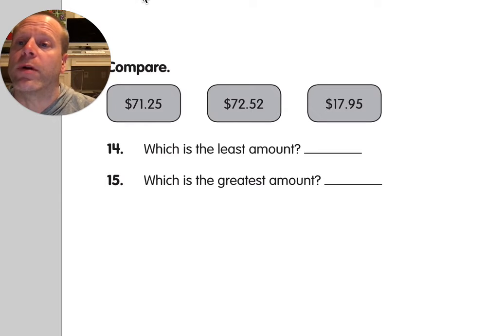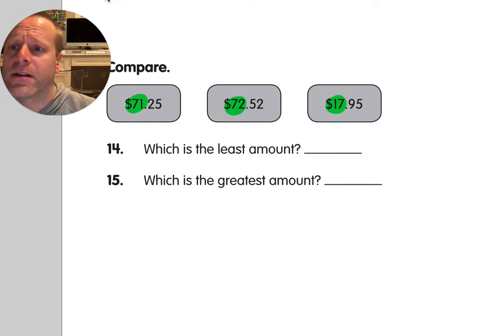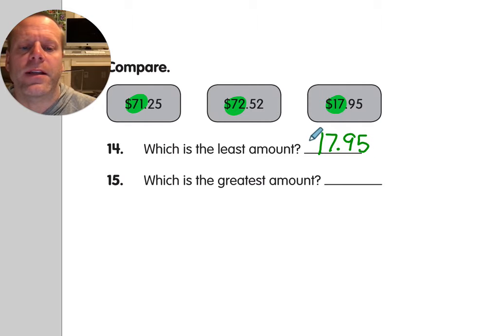So let me go ahead and focus in on the front. This has $71, $72, $17. Well, I know right away which one is the least. 17 and 95 cents is definitely the least.